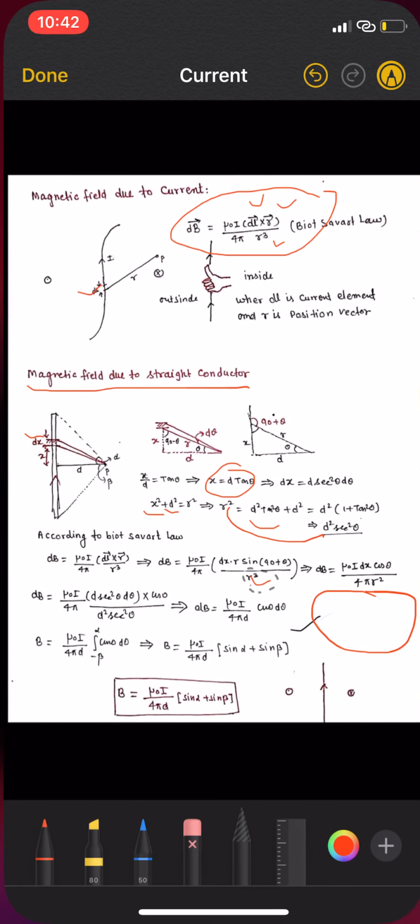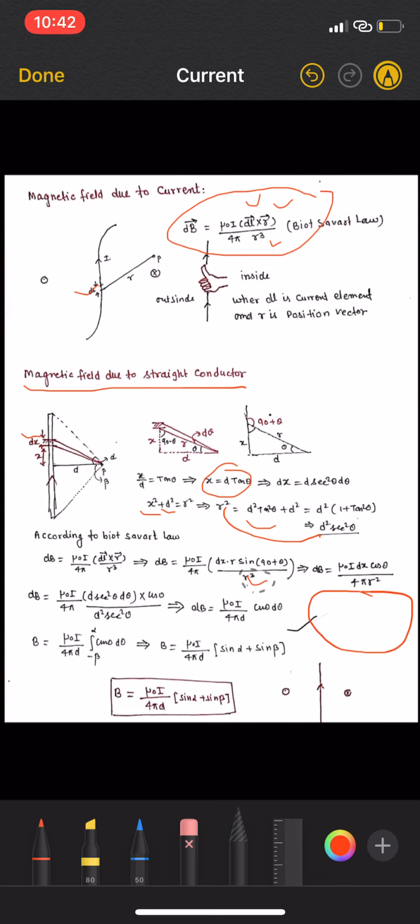Now if you see the limit of integration, guys, the limit of integration is minus beta to plus alpha. If you see this diagram, this angle is minus beta because it's below that d line, and this is above that d line. So it will be minus beta to alpha. If I integrate this from minus beta to alpha, we know the integration of cos theta is sin theta. So from that sin theta we can put the values, and after putting them I'll get this.